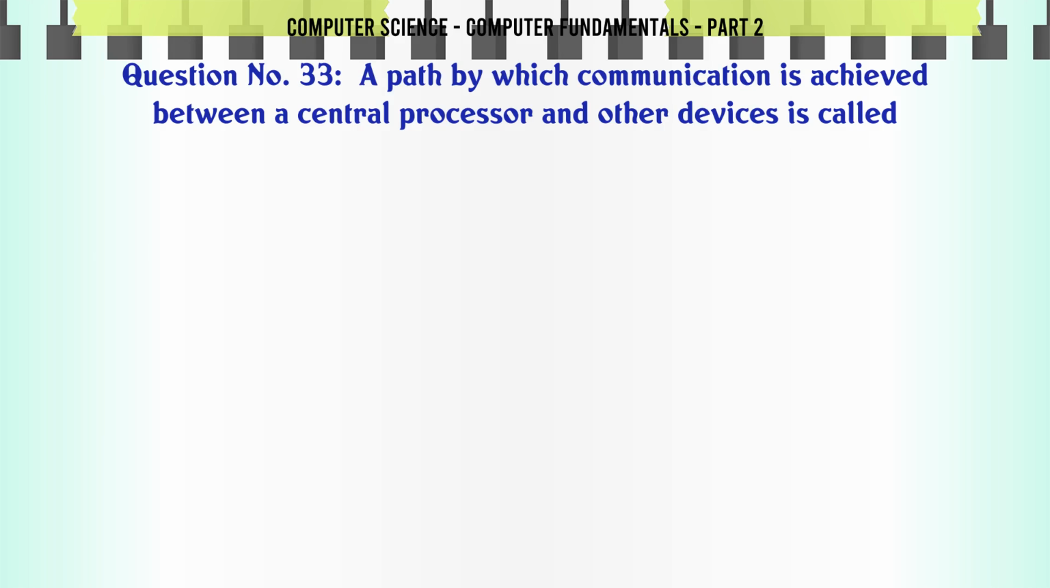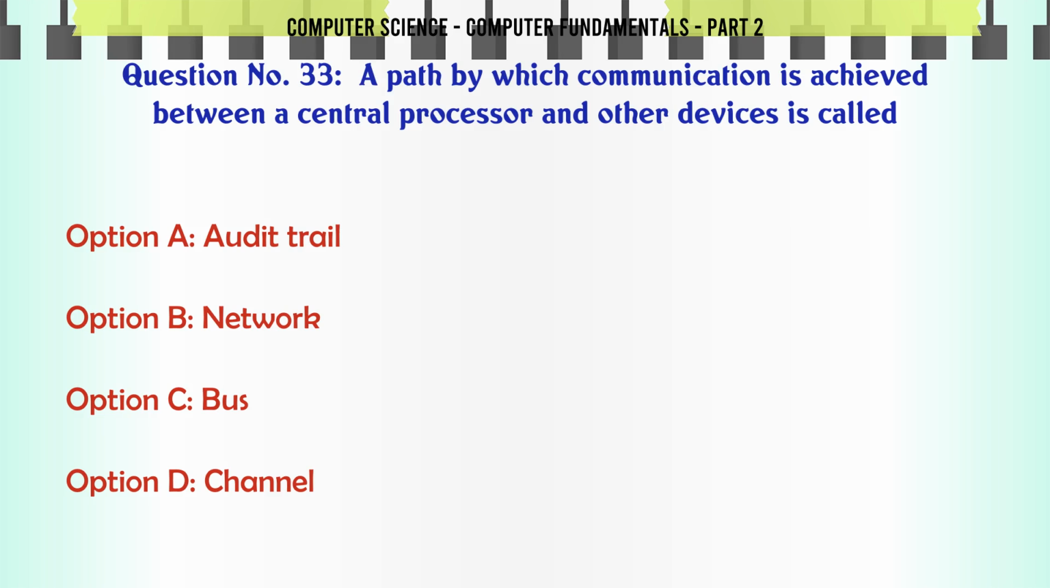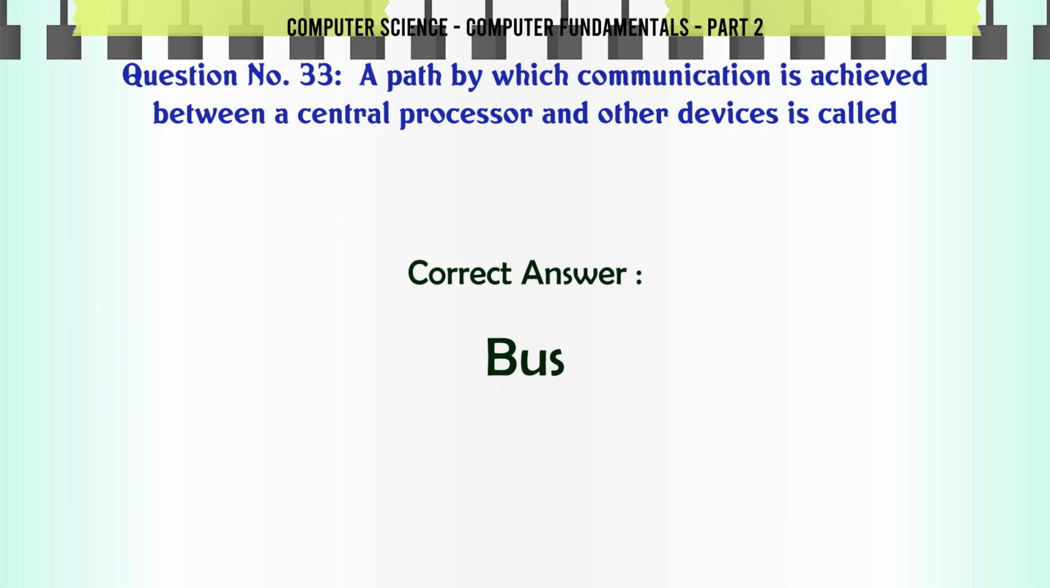A path by which communication is achieved between a central processor and other devices is called A. Audit trail, B. Network, C. Bus, D. Channel. The correct answer is bus.